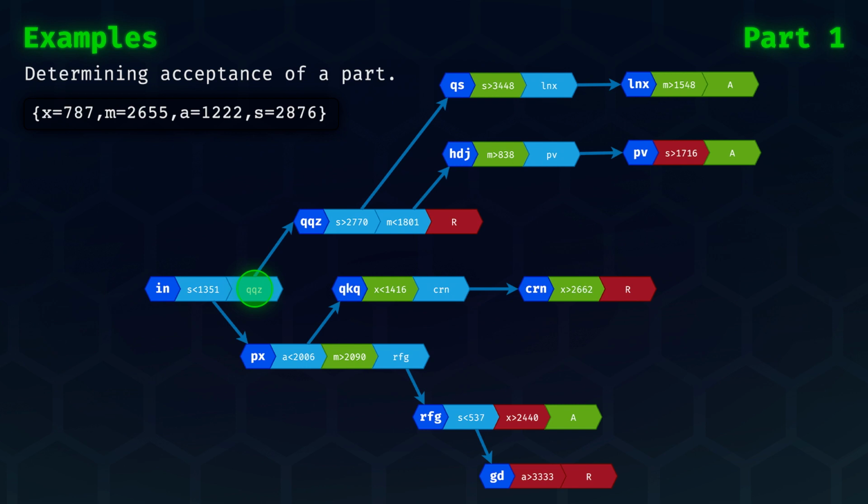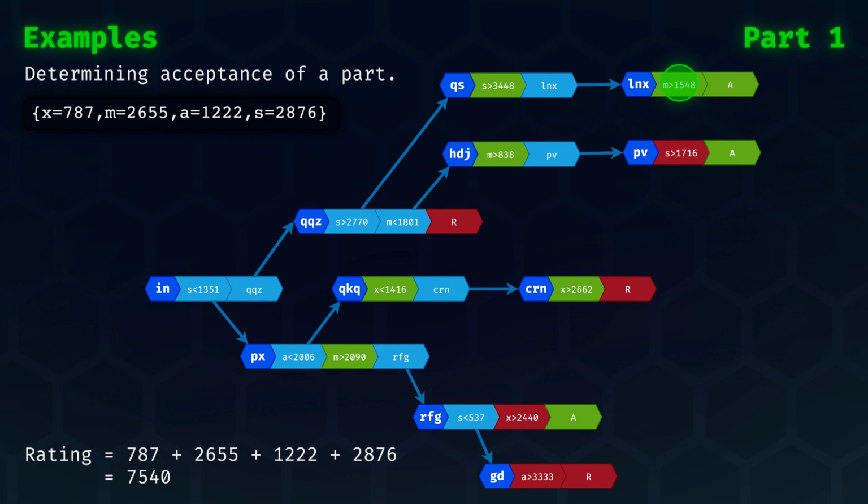This next step simply redirects us, so we start with the next workflow. Here we again are asked to check for the S property, and this time we are redirected. The next step is not true, so we continue and let's skip to the next workflow. Here we find that M is indeed larger than 1,548, so this part is accepted. Its rating is 7,540. We can iterate over all parts in our input and sum the ratings accordingly.